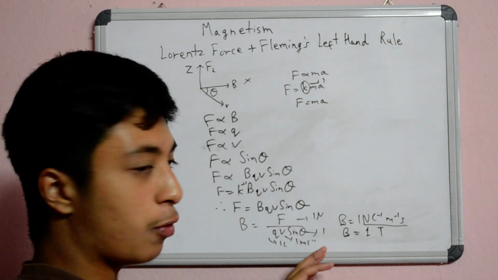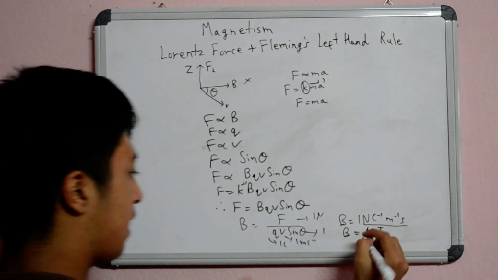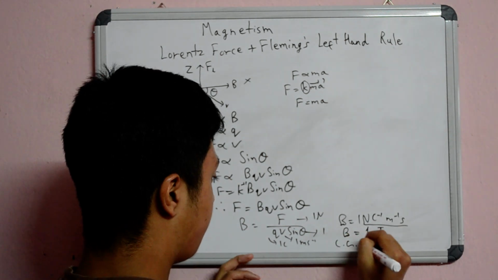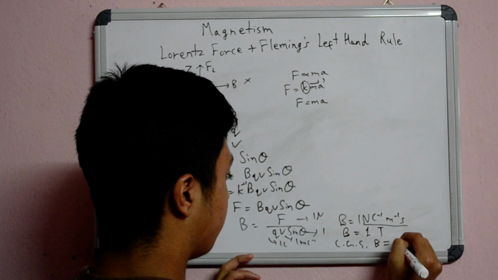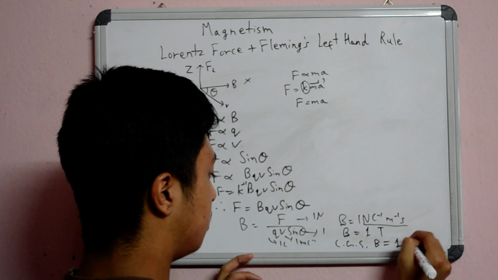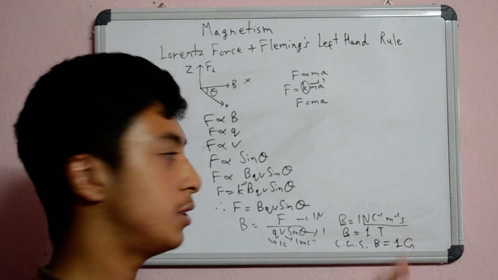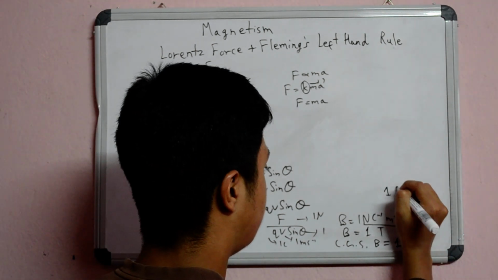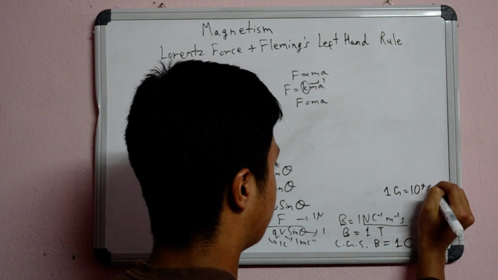And here this is for SI unit. And in CGS system, magnetic field is equal to 1 G, where G is known as Gauss. And here 1 G is equal to 10 to the power minus 4 Tesla.